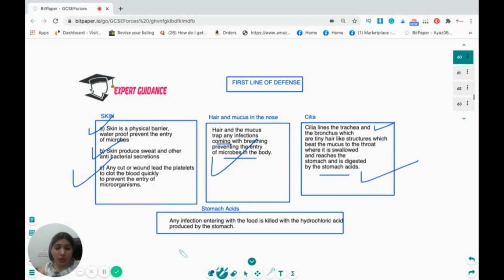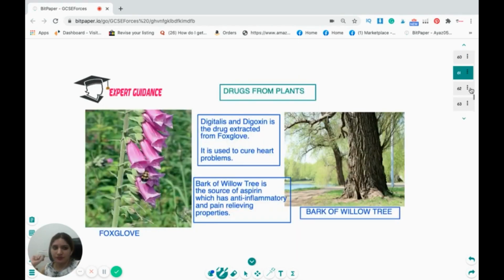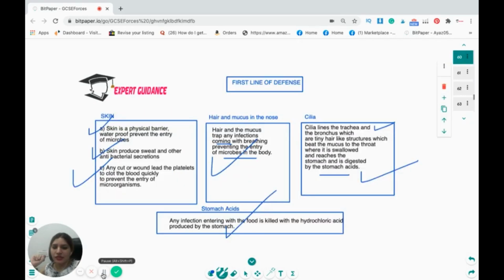And you also know that the stomach produces hydrochloric acid. So if any infection enters with the food, it is killed by the hydrochloric acid produced by the stomach. Okay, so I hope this first line of defense is clear to you.